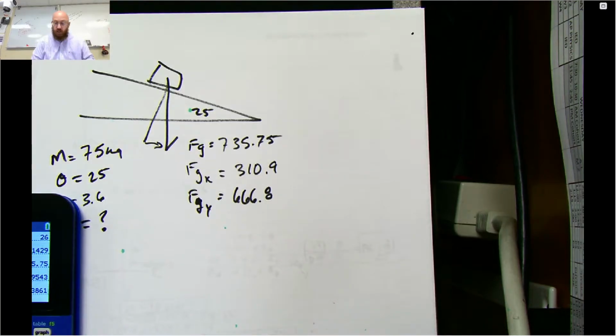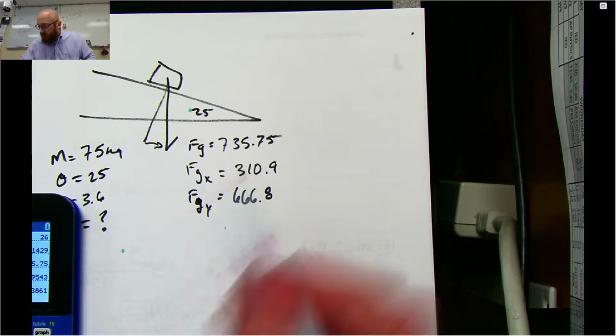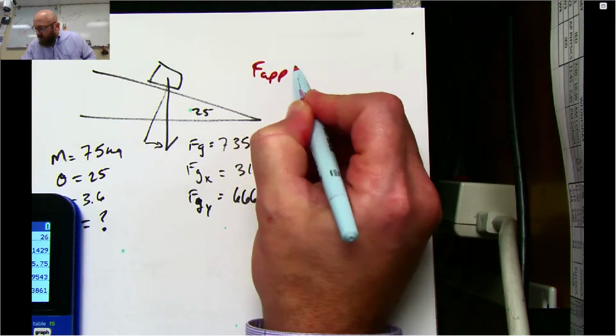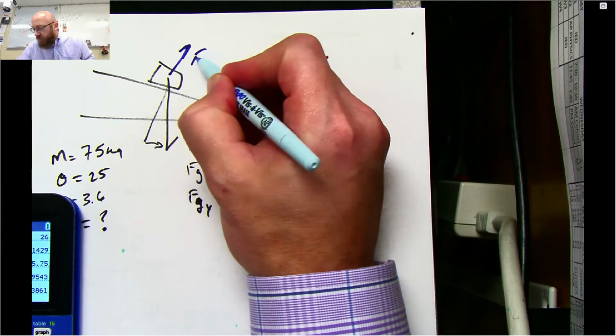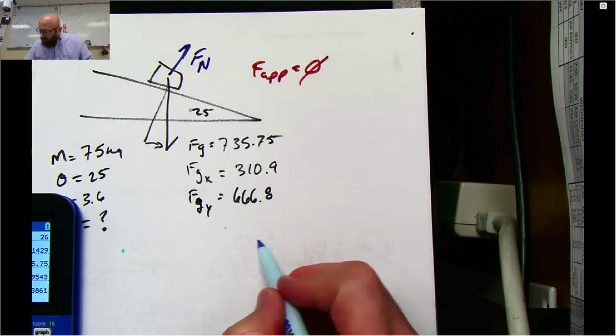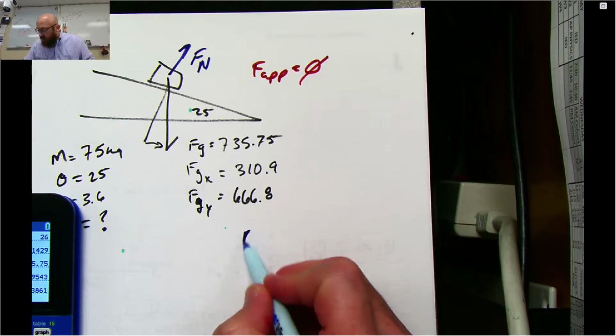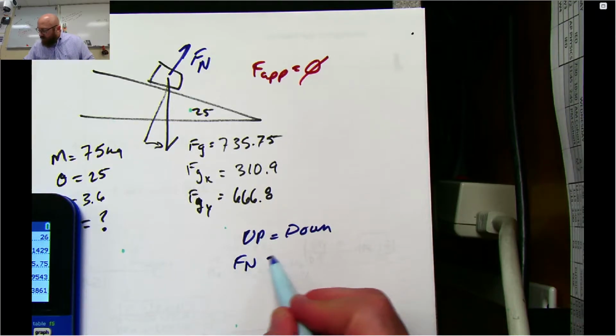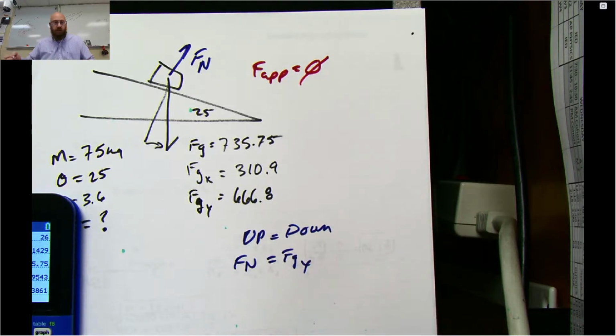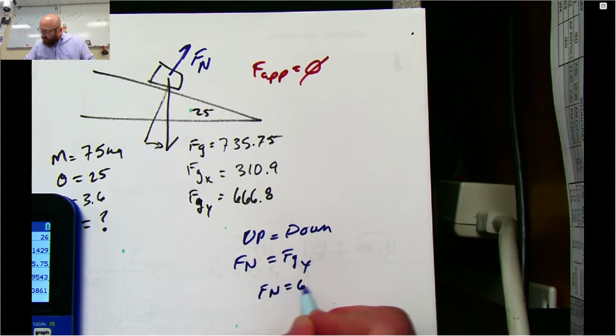Hopefully that makes sense. Normally I'd say we have a force applied, but in this question there is no force applied. Well, that's actually good for us. We get a little bit of a break. We still have to find F of n. So we take up equals down: F of n equals F of g of y. Okay, that's pretty cool. So F of n is equal to 666.8.